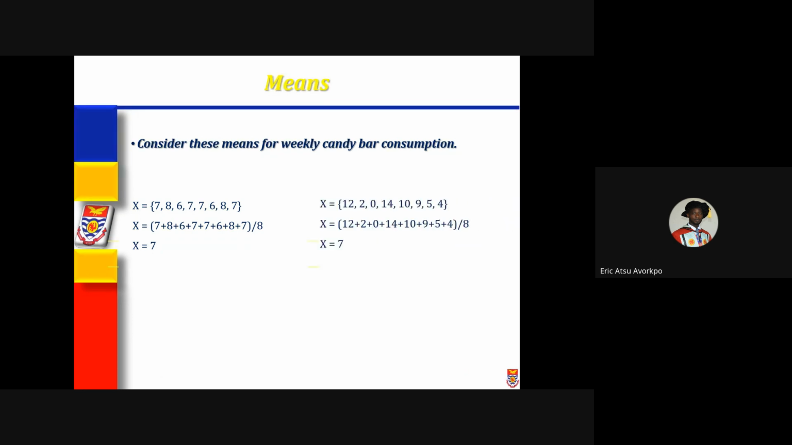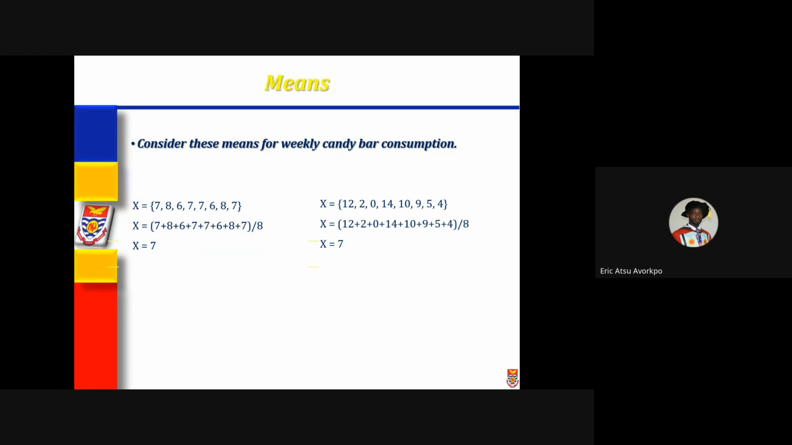Then let's look at this one also. You see 12, you see 2, you see 0, you see 14, you see 10, you see 9, you see 5, you see 4. This is the set of values. The average value, by summing and dividing by 8, will give us what? Another average value of 7.